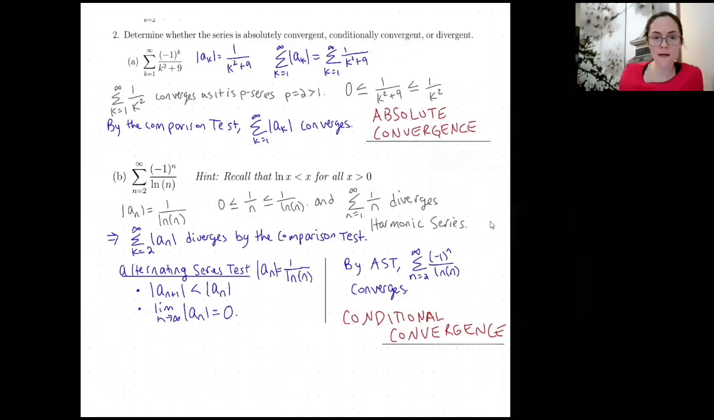That's why you notice this one was easier, because once I knew the absolute value series converged, then I was done. But here, when I took the absolute value of the terms, that series diverges, and I still had to do some more work to figure out I was conditionally convergent.